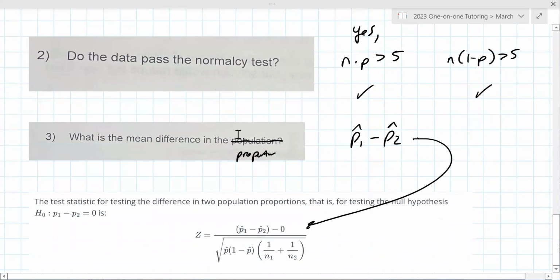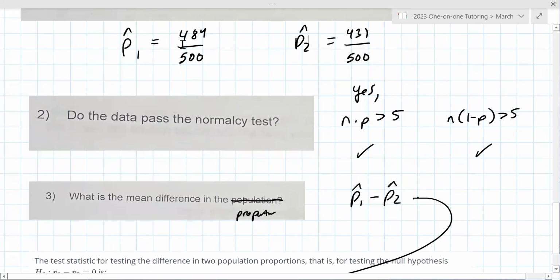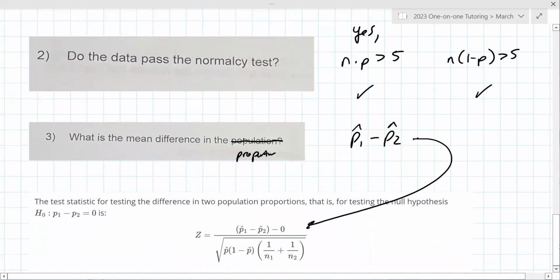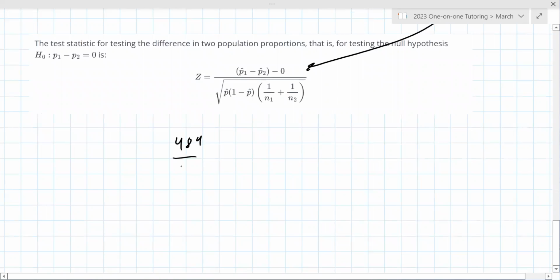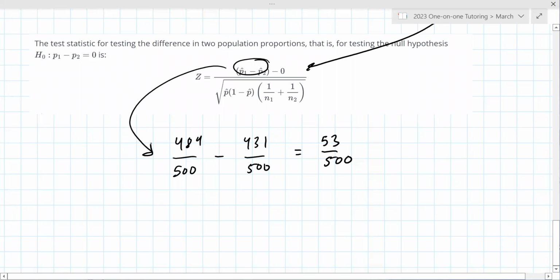Okay, so it's taking the difference between these. It's the 484 over 500 minus the 431 over 500. So whatever that is, that's 53 over 500. And that goes in the numerator, but we're going to use the calculator, so I don't necessarily need to calculate that. The next one asks for the standard deviation. That's the denominator.